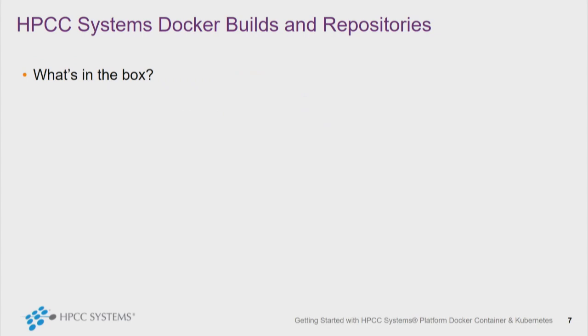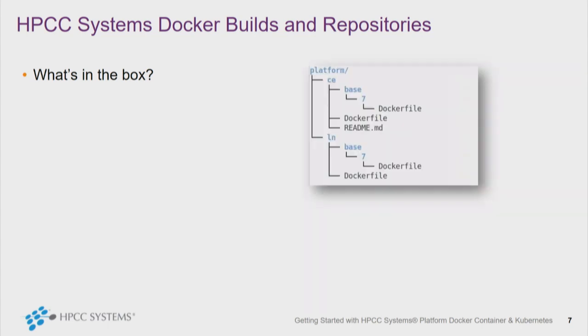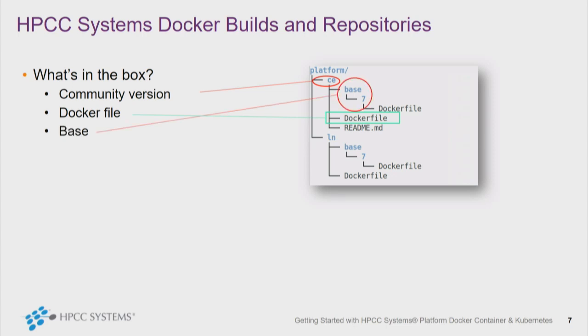So what's in the box? What does the structure of the project look like? What are the directories, the files? Let's take a look in here. At the upper level, you'll notice that we have CE, which is the community version, and also LN at the bottom, which is for internal users. At the root of that directory, we have one of our Docker files, and then we have a base directory which has another Docker file, and of course, our internal version, like I said.